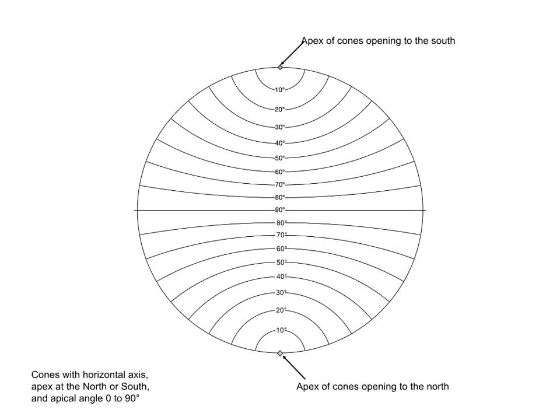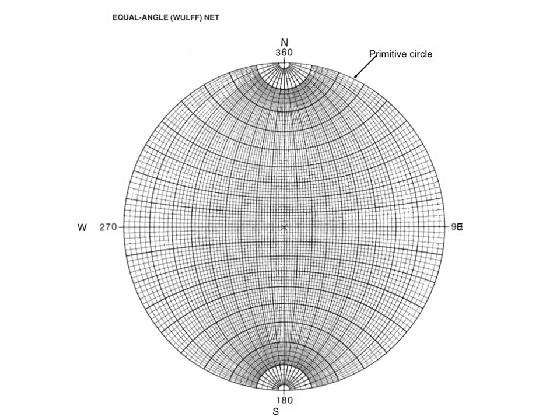Next, we will consider cones with horizontal axes, apex at the north or south, and apical angle 0 to 90, at a regular interval of, let's say, 10 degrees. These are small circles, and in the projection plane they look like this. By putting together the great circles and the small circles, we can construct the stereonet. In this case, the interval between the thick lines is 10 degrees, and the interval between the fine lines is 2 degrees. The north, east, south, and west directions are marked on the primitive circle.